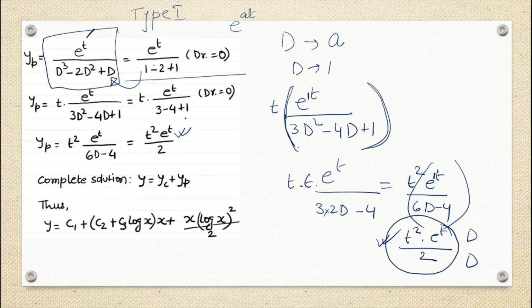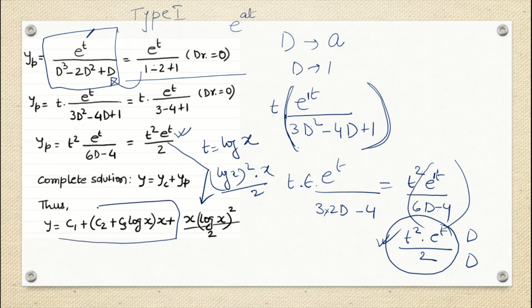But don't forget to convert it back into x, correct? Because my question was asked in the domain x. So I have to write t as log x. T square is nothing but log x whole square. And then e to the power t was your x. And then divided by 2. This term is the PI, and this other term is your yc. Again, yc is also in terms of x.